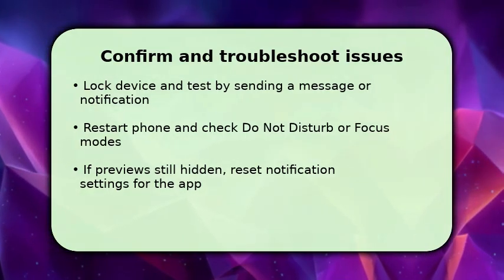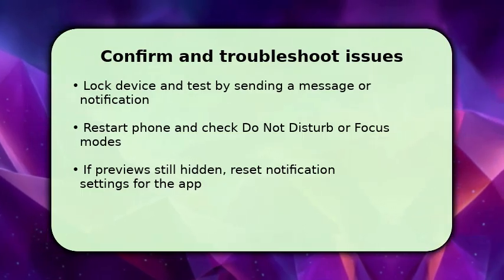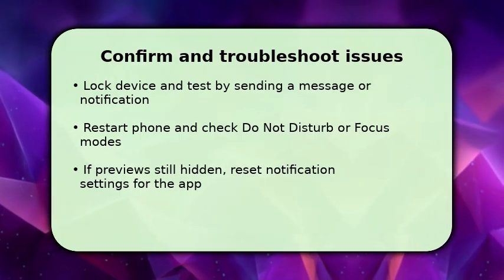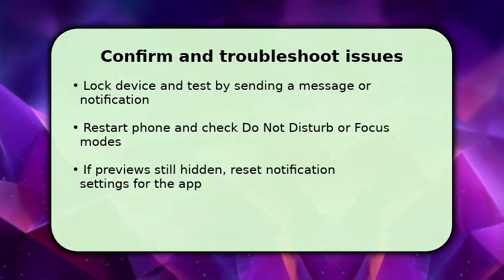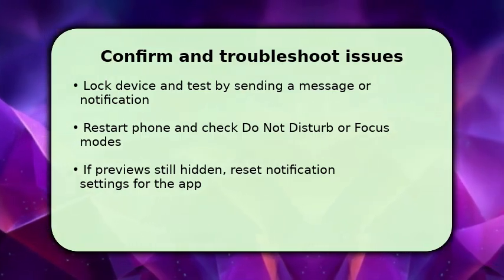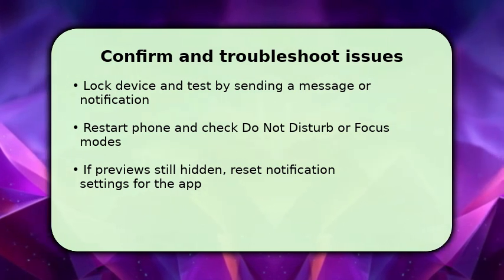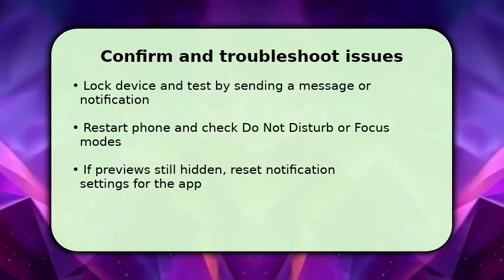Restarting the device often clears lingering permission states, and if needed, reset the specific app's notification settings and re-enable lock screen visibility. If problems persist, double-check device-level privacy or managed profile rules that can override your selections.